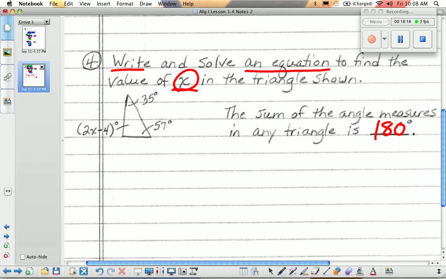McKenna, you think you got it, or are you thinking with your hand resting? No? You don't know? Or you want to try? So can you tell me what to write down? This is the 2x minus 4, and then plus 25.